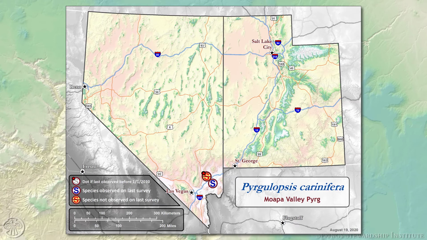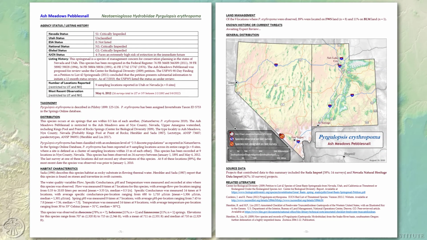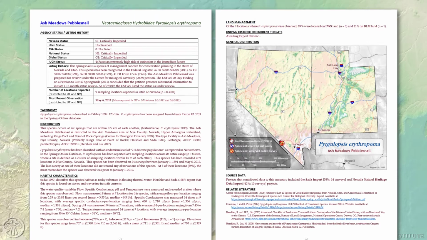We can also symbolize by whether the last recorded observation at that spring was before some date, which helps us spot cases where a species has not been observed for a long time. And we can also generate summary reports that include these maps, as well as a thorough summary of habitat characteristics recorded at each spring. And these summary reports help us understand the spatial distribution and habitat requirements of the species, as well as which land managers are primarily responsible for the springs that the species depend on.